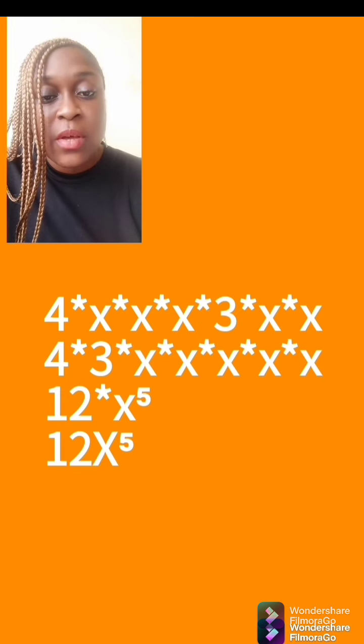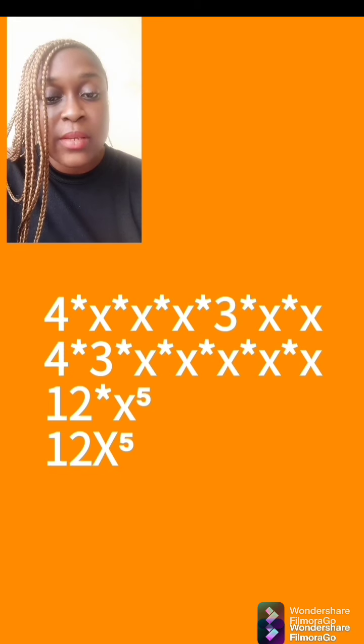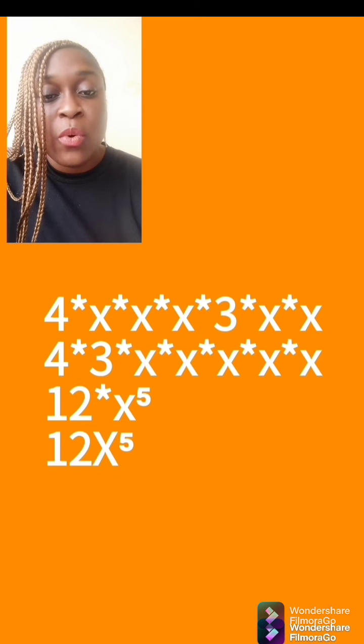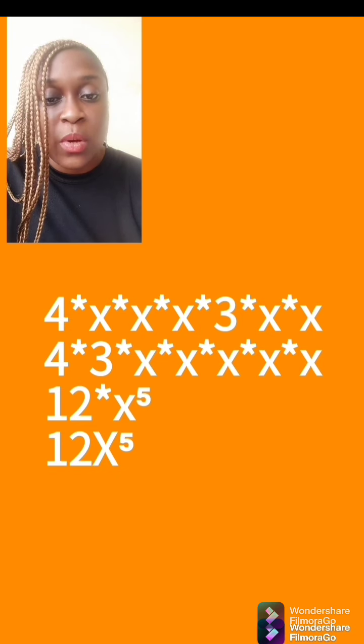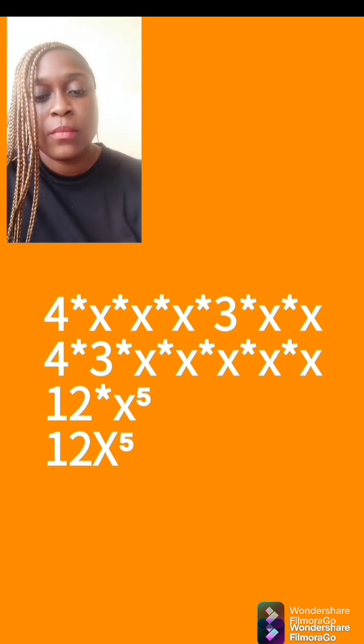So if we shift 4 times 3 to one side, since they are like terms, and then we take x times x times x times x times x to another side. So 4 times 3 will give us 12, and then the remaining x's we count: 1, 2, 3, 4, and 5. So that gives us 12 times x raised to power 5.